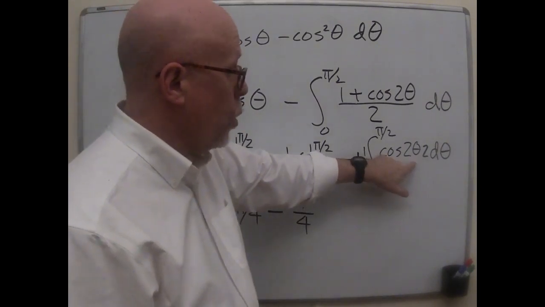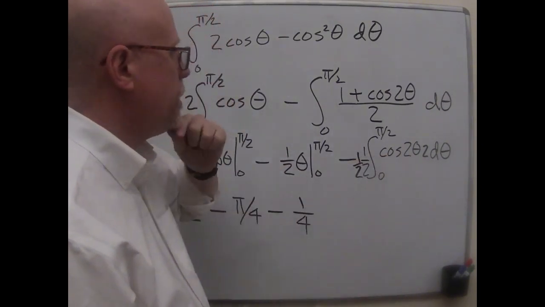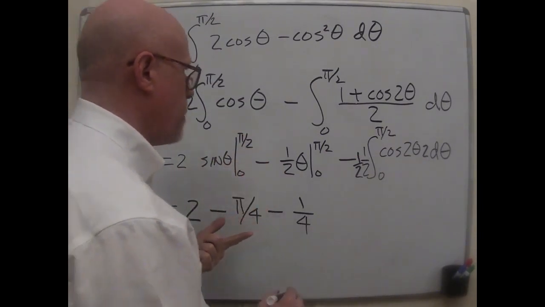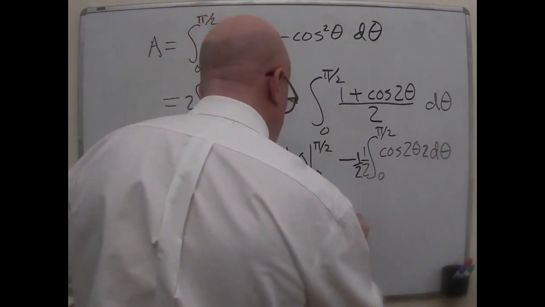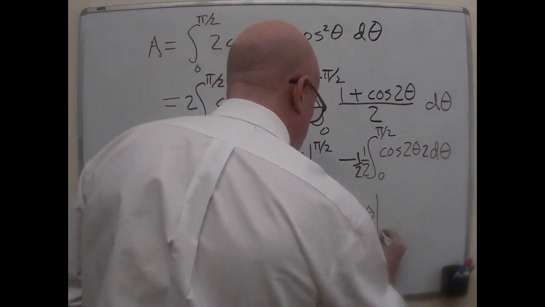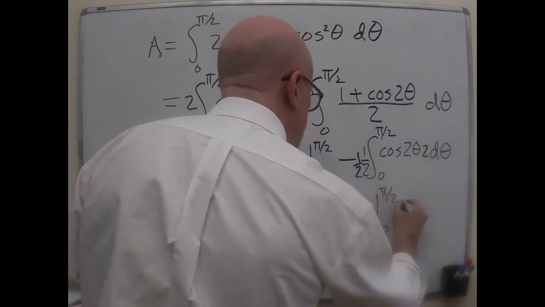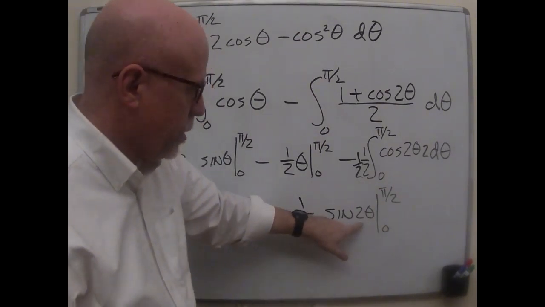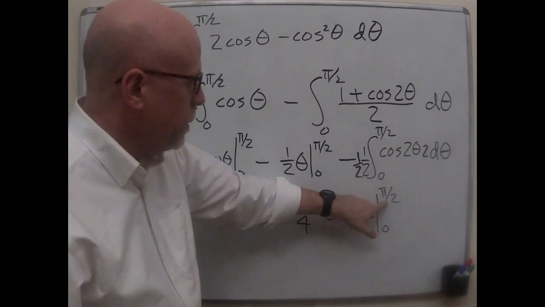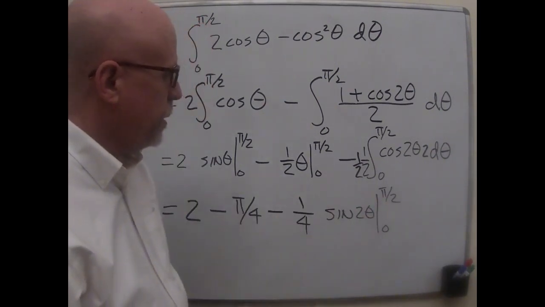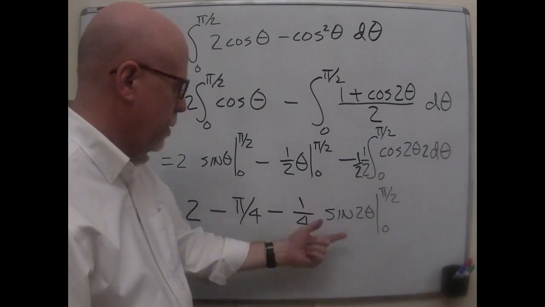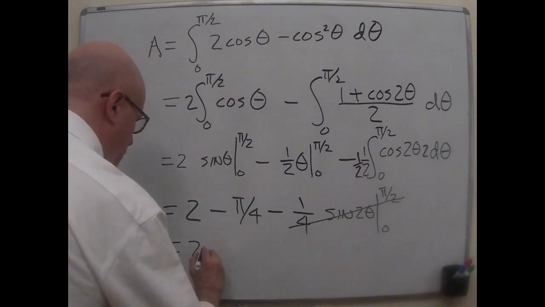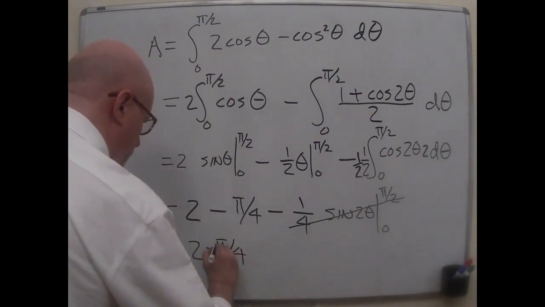We had cosine of u du, so its integral is sine of u, right? But u is 2 theta. Right, so at the lower limit, sine of 2 times 0, that's still 0. And at the upper limit, sine of 2 times pi over 2, that's sine of pi, which is also 0. In other words, that term goes away. And we end up with 2 minus pi over 4 as our final answer.